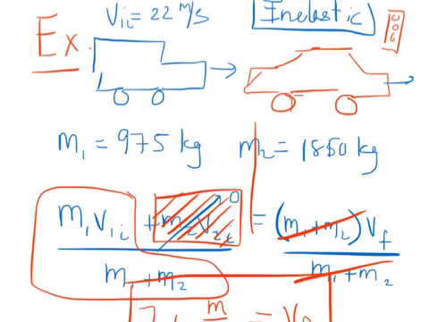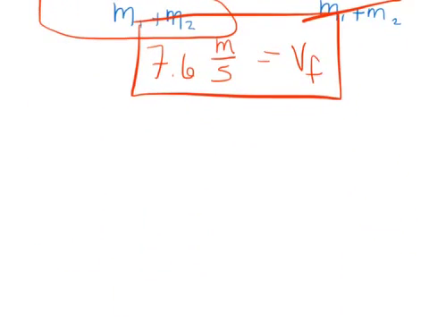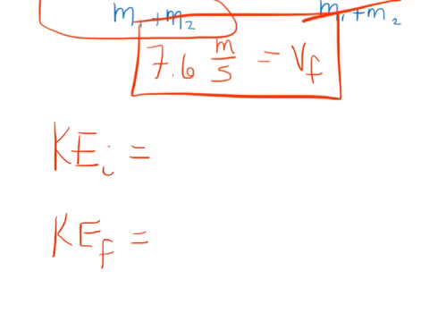Calculate kinetic energy before. I didn't tell you to do that. I said find the kinetic energy before, find the kinetic energy after. I didn't say they're equal to each other. I'm just saying find them individually. So your goal is this: find this and find this. Find them separately. Okay? Find them separately.